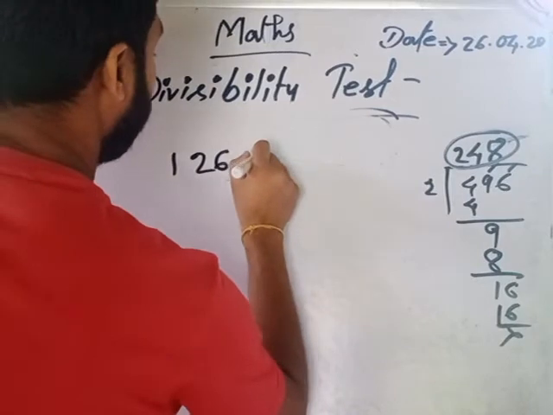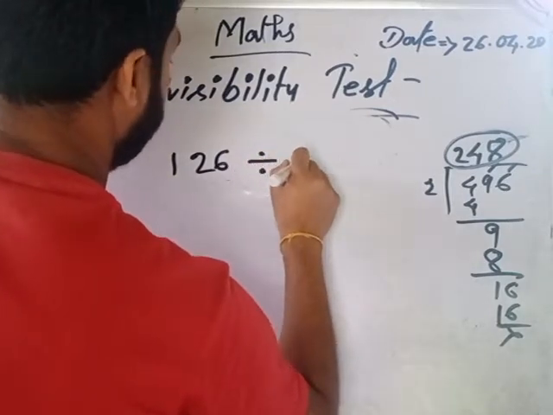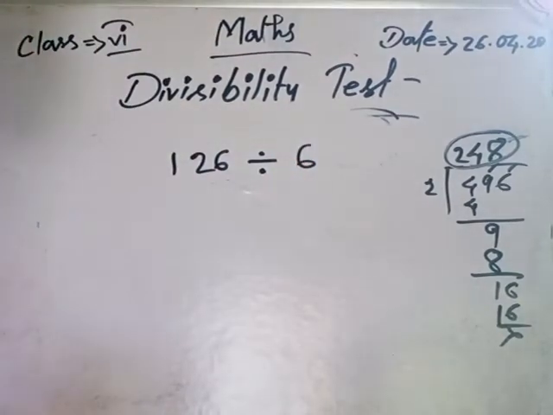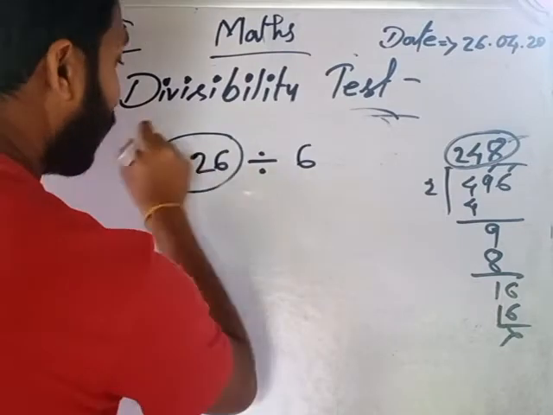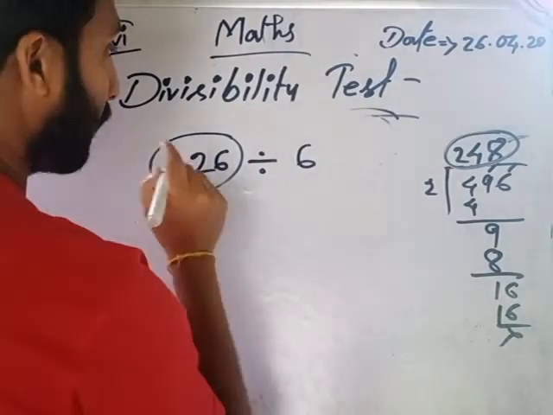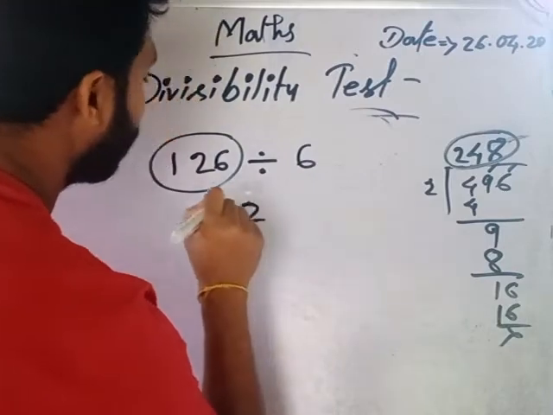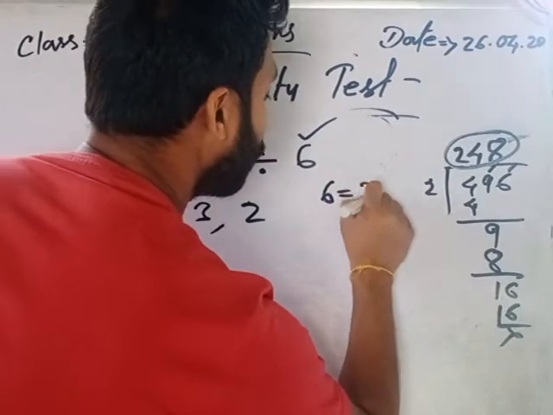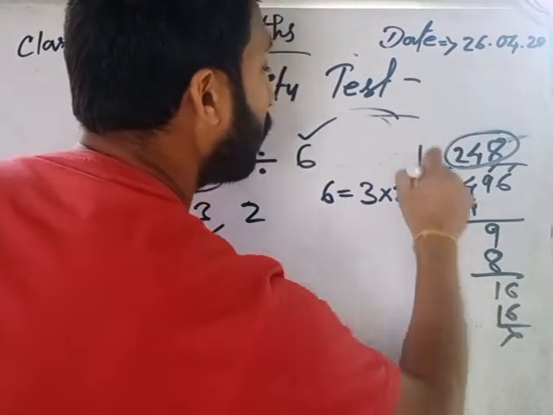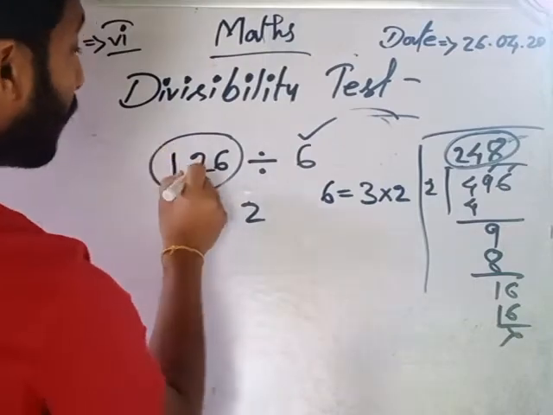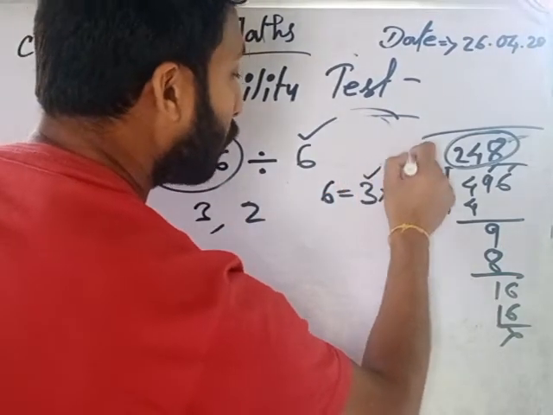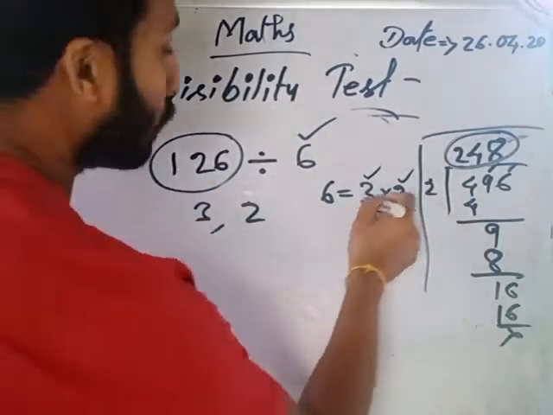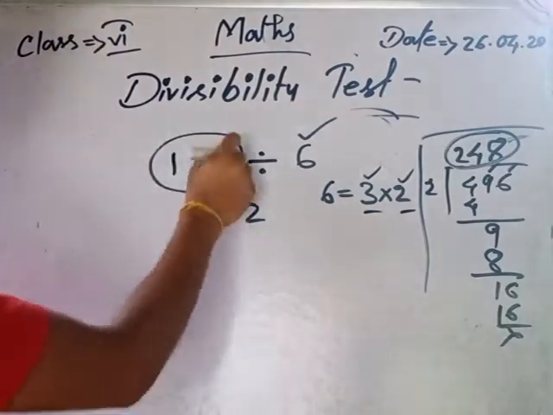Suppose this number. Is it divisible by 6? If any number is divisible by both 3 and 2, then it is also divisible by 6, because 6 is equal to 3 times 2. That means if a number passes the divisibility tests of 3 and 2, which we have already completed, it is also divisible by 6.